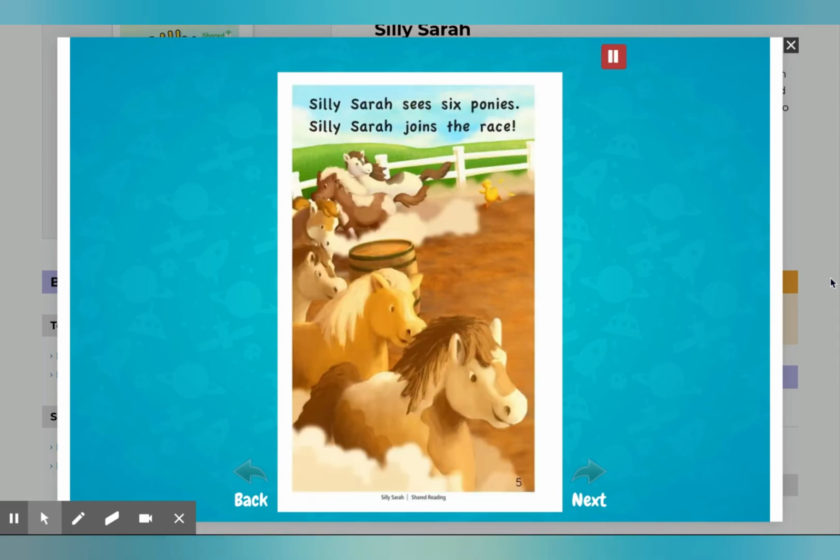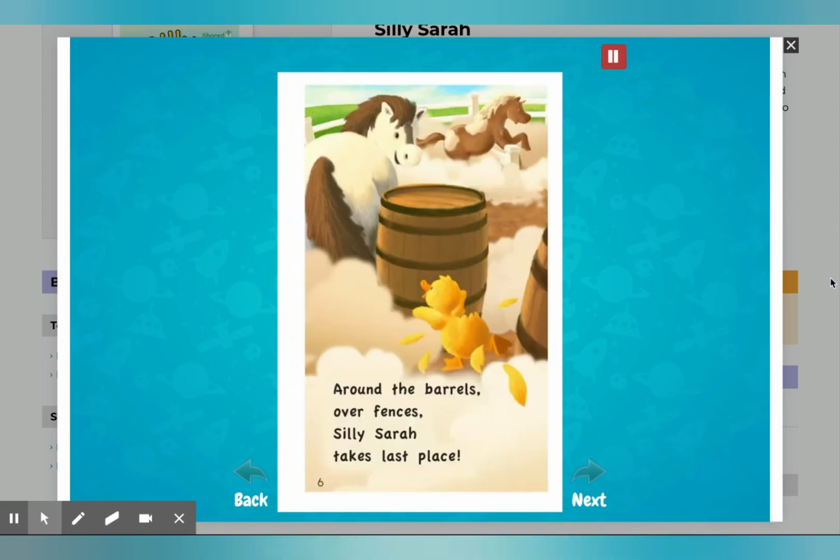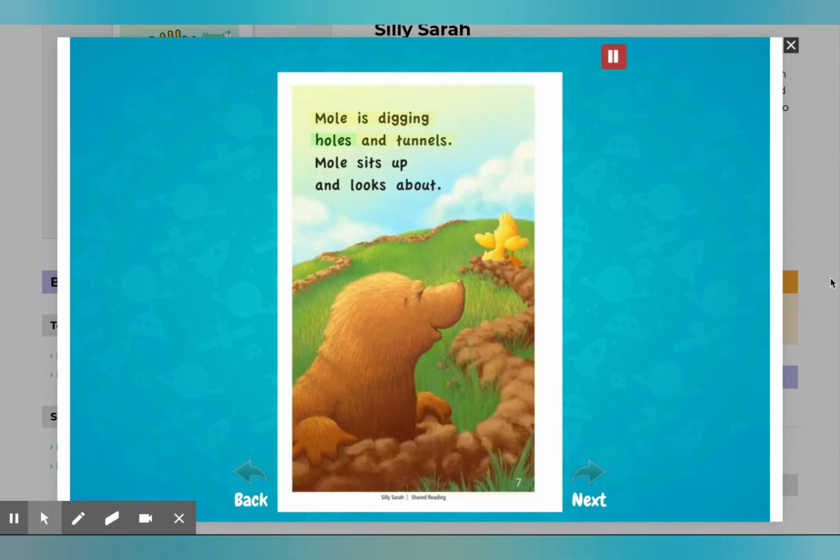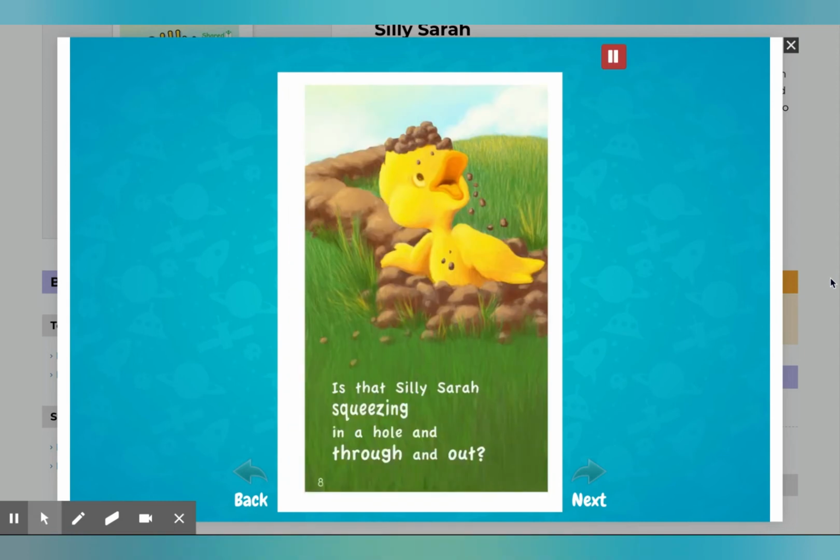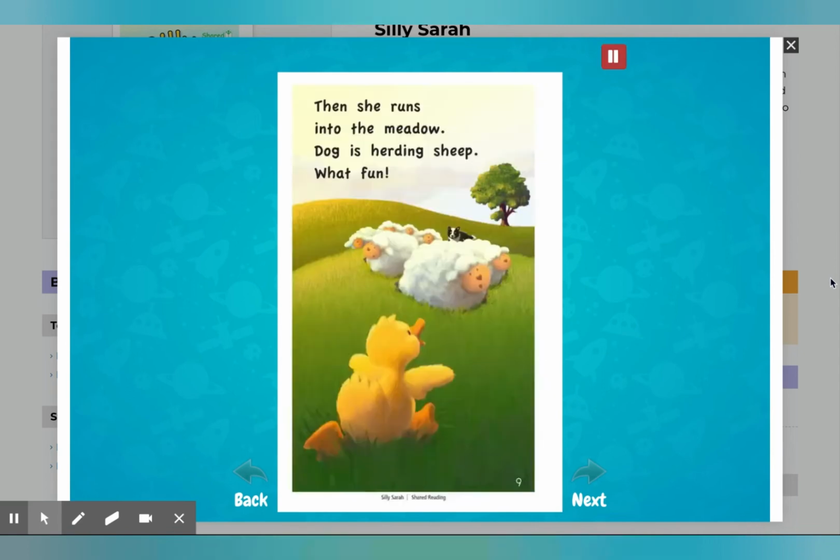Silly Sarah sees 6 ponies. Silly Sarah joins the race. Around the barrels, over fences, Silly Sarah takes last place. Mole is digging holes and tunnels. Mole sits up and looks about. Is that Silly Sarah squeezing in a hole and through and out? Then she runs into the meadow.